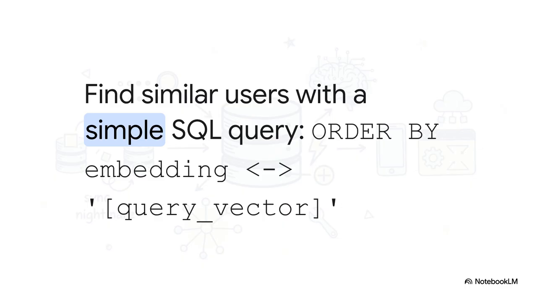And here is the payoff. Just look at how clean and simple this is. We're selecting from our regular profiles table, and we're simply ordering by the distance between our embedding column and the vector we're searching for. Then we just take the top 10. That's it. It's readable, it's familiar, it's just SQL. This one little query is all you need to power a feature like finding users with similar interests. It is that simple to integrate.